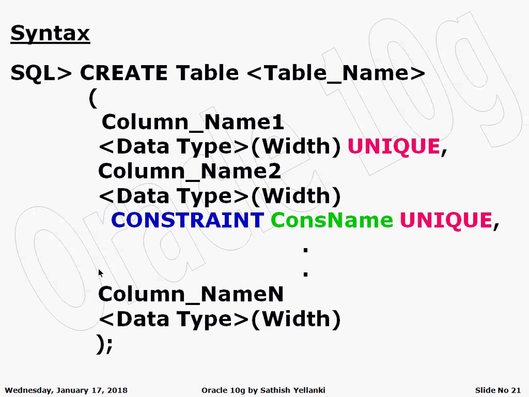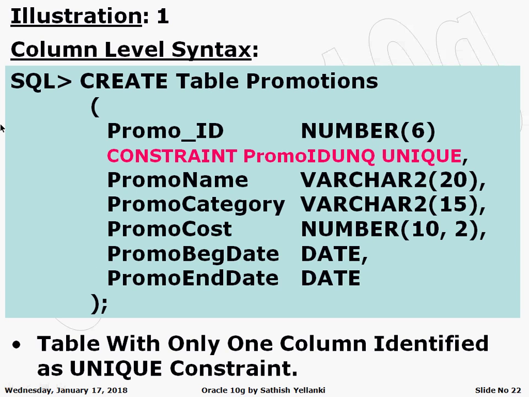So when you deal with any table, it all depends on the analysis. Which column should contain unique, you cannot learn by heart from the class and go. Your project, your tables, your analysis. So create table promotions and you are giving promotion ID as what? Unique.